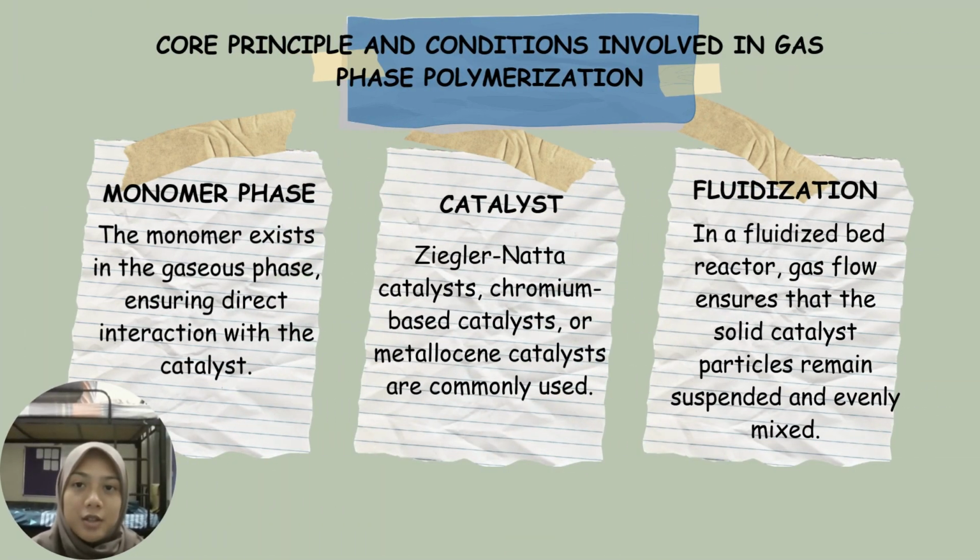Now I'm going to talk about core principles and conditions involved in gas-phase polymerization. The first one is monomer phase. The monomer exists in the gaseous phase, ensuring direct interaction with the catalyst. And then catalyst. Ziegler-Natta catalysts, chromium-based catalysts, or metallocene catalysts are commonly used. And then fluidization. In a fluidized bed reactor, gas flow ensures that the solid catalyst particles remain suspended and evenly mixed.